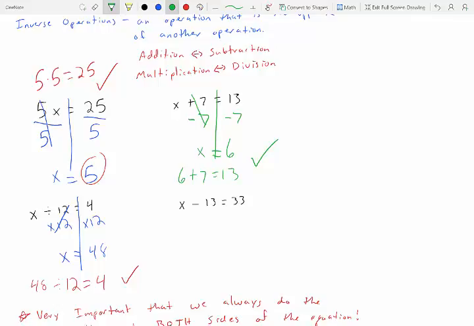Now we're going to go x minus 13 equals 33. Again, easiest first step, draw a line down the middle, so it reminds us to do it to both sides. And then we say the inverse of subtraction is addition, so we're going to say add 13, cross it out, add 13 to the other side as well, so we get x equals 46. And again, we can check that. We go 46 minus 13 equals 33. That's what we needed. Good.